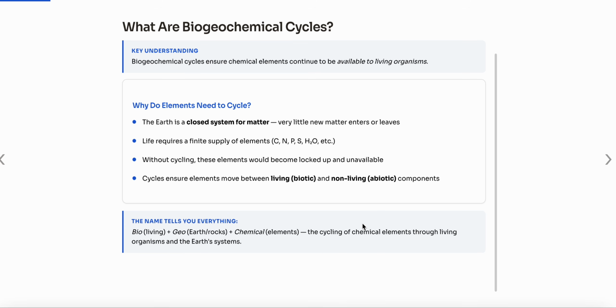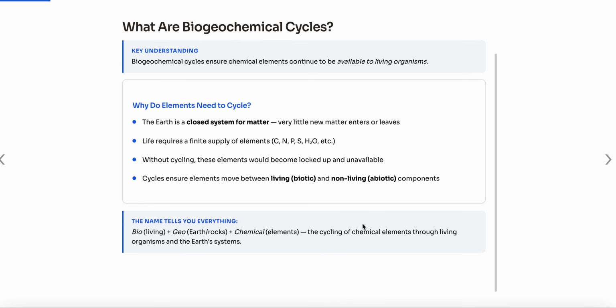So why do elements need to cycle? Because earth is a closed system. When we say closed system, that means there is an exchange of energy but not matter, so very little new matter enters or leaves. We have a limited amount of elements on earth, and that's why it is important that biogeochemical cycles run, because that ensures all the elements continue to be available to living organisms.